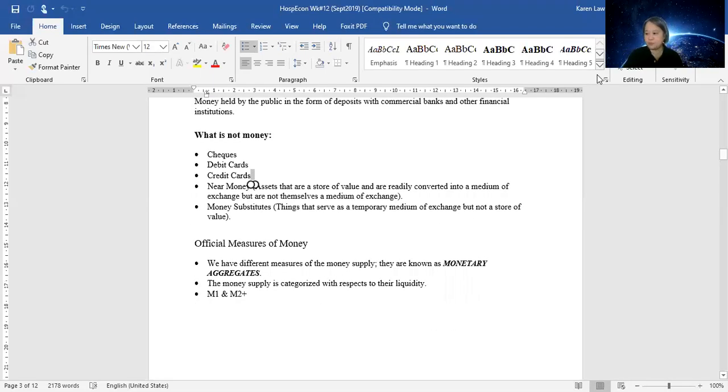So other things that we would say is not money. What is not money? Checks, debit cards, credit cards are not considered money because they don't perform those three functions. Checks, debit cards, and credit cards are what we call money substitutes because they serve as a temporary medium of exchange but not a store of value. They really are a form of deferred payment and not actually money.